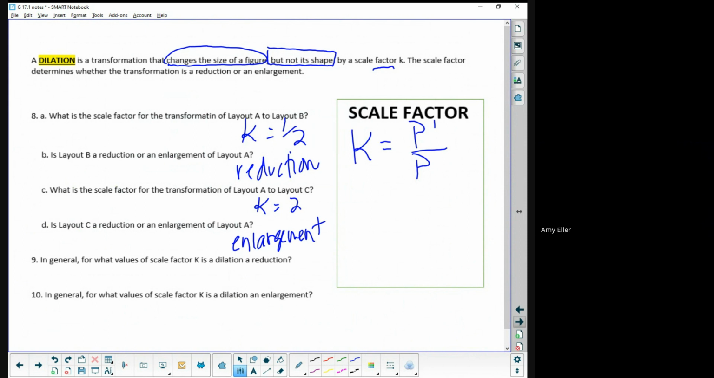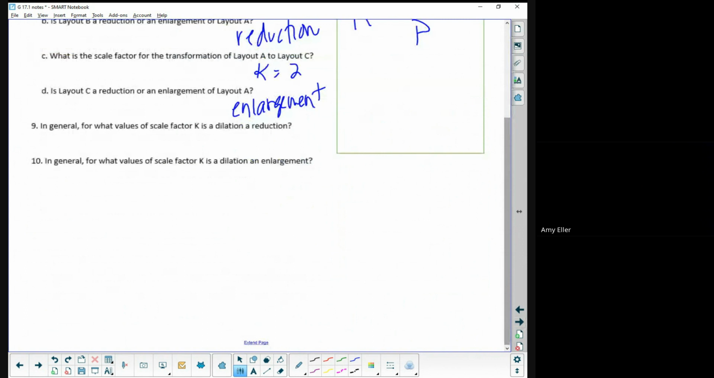Anything under 1 is going to be reduction? Yeah. Very good. Let's write that down. I'm actually going to have a lower bound at 0 just because we can't have negative. You will never have a negative scale factor. So yes, under 1 or from 0 to 1. So Colton, what does that mean your scale factor is going to be if it's an enlargement? Anything above 1. Yes, k is greater than 1.